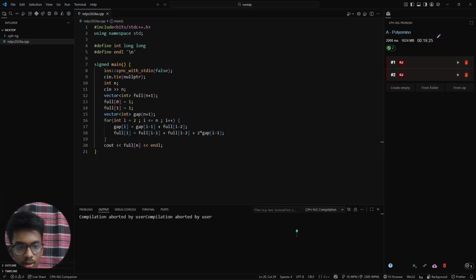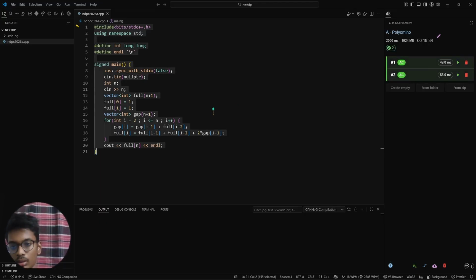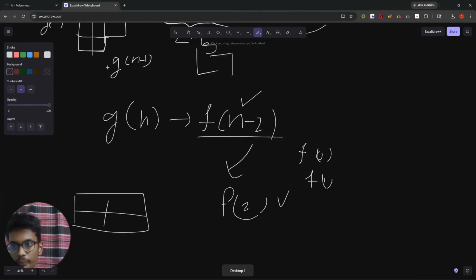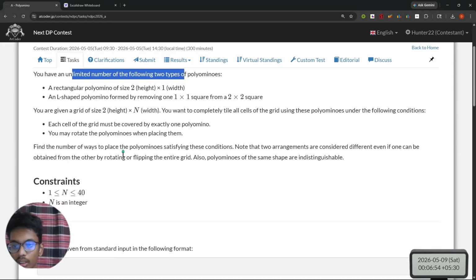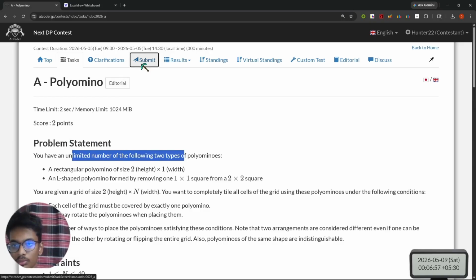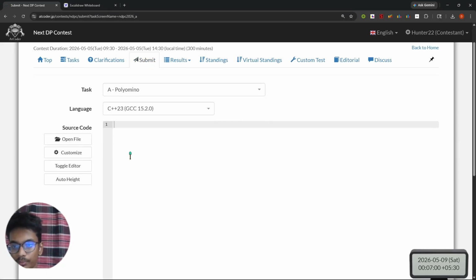Compilation aborted by user. Yeah, accepted. So let's submit this. See, the basic idea is we need to do a complete search, and whenever it's a counting related problem or some choice related problem, it should be a complete search.